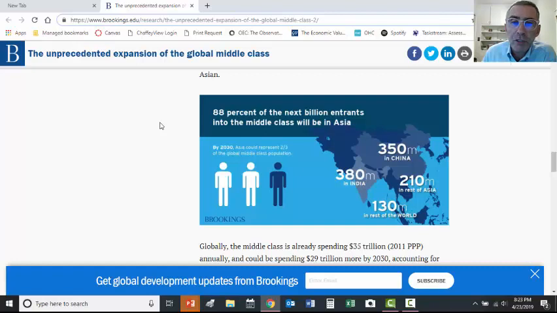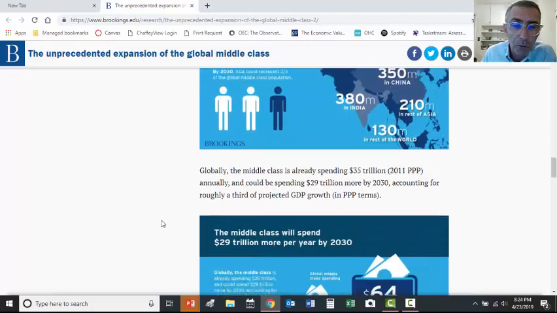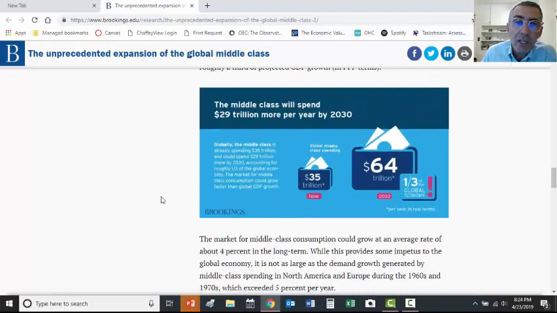88% of the next billion entrants into the middle class will be in Asia. I know we talked about that last time. I know we talked about how important of a market Asia is. We'll talk a little bit more about that today. The middle class will spend $29 trillion more per year than 2030. If you take that amount alone, I believe, we'll have to check, but I want to say within the top 3 economies of the world if it were a country.